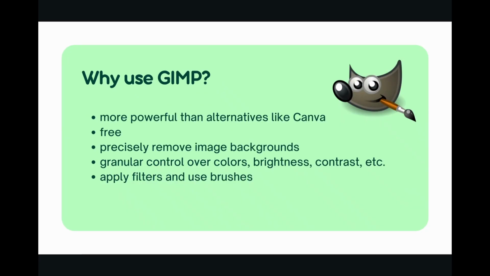For example, while Canva technically has a background remover feature, this tool can be imprecise and leave bits of the image you don't want. GIMP, on the other hand, allows you to have complete control over what parts of the image you remove. It also has a myriad of brushes and filters, and you can have more granular control over an image's colors and contrast. GIMP essentially has all of the advanced features Photoshop has, but while Photoshop has a hefty price tag, GIMP can be downloaded and used completely free.